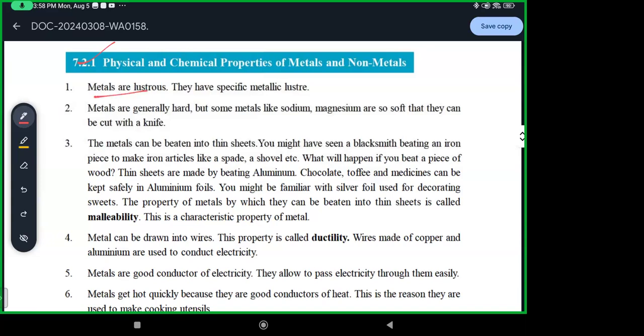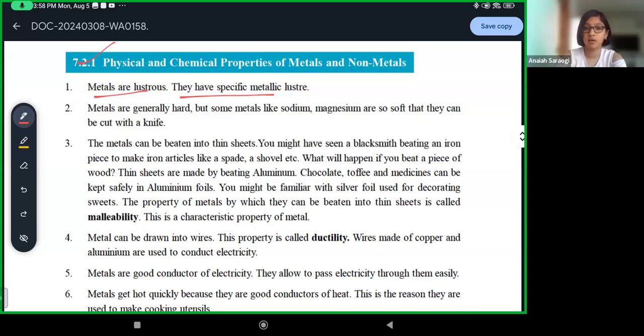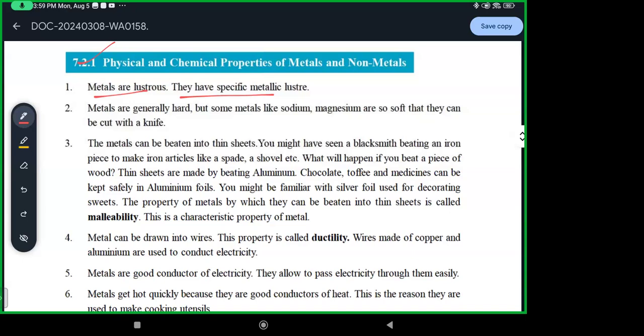Metals are lustrous. They have specific metallic luster. Do you know what luster is? Luster is the shiny property in many metals and minerals. Yes, very good. It is a shiny property. The surface of the metals is shiny.